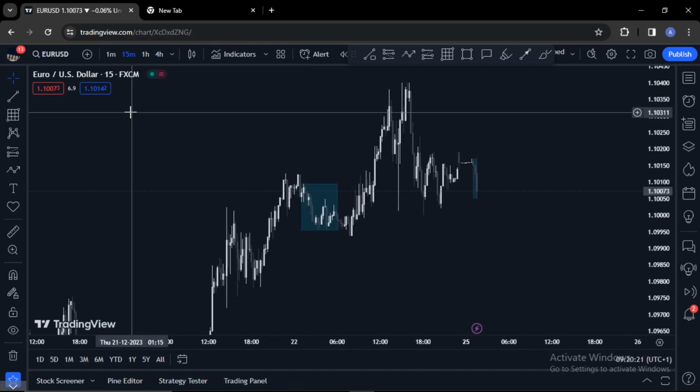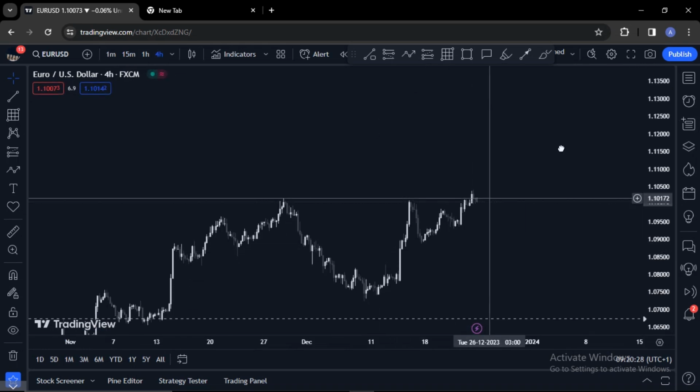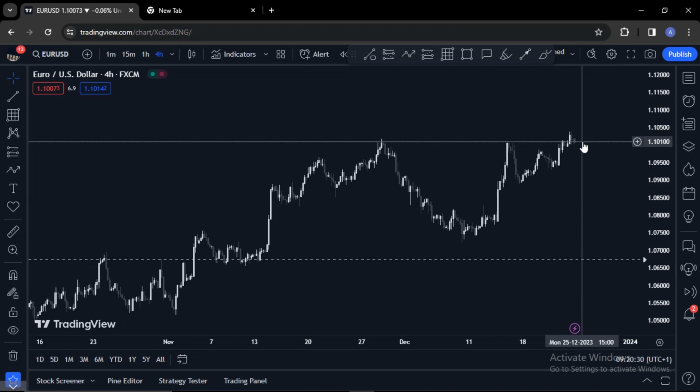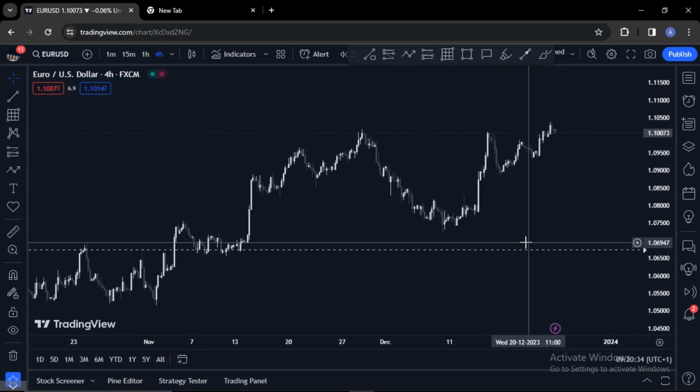So let me open Euro. Okay, on Euro USD. I'm going to do a top-down analysis and review all our trades last week. I just hope TradingView gives us a chance to do so.